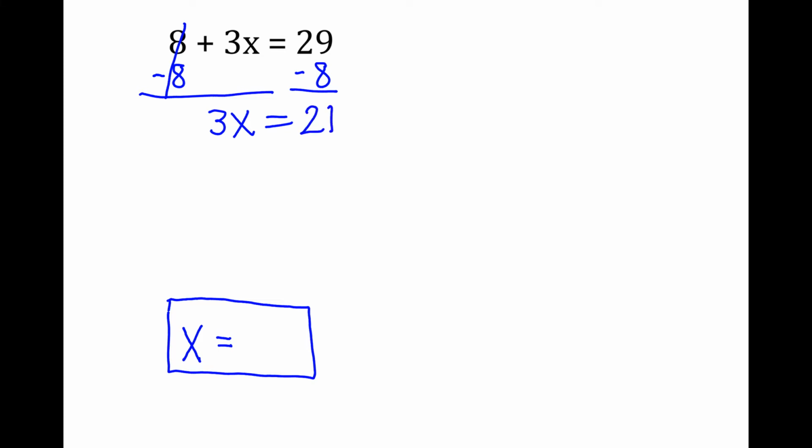Now, like we said before, the 3 is being multiplied with the x. So the way we undo that is division. So let's go ahead and divide each side by 3. The 3's cancel. You're left with x equals 7. Now the x is alone, and that's your answer.